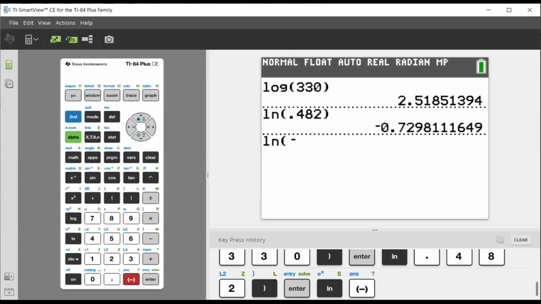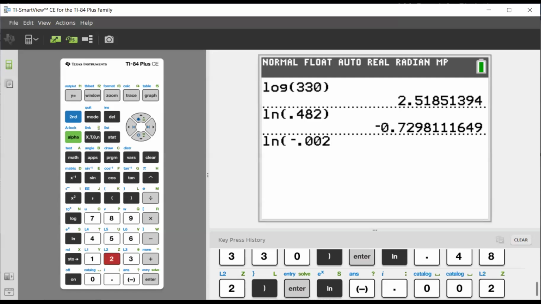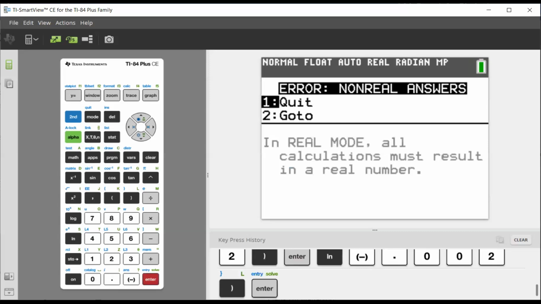Negative. What is the number again? 0.002. Let's see what's going to happen. Natural log with argument negative. Let's see what happens. Error. What does that mean, guys? Non-real answer.